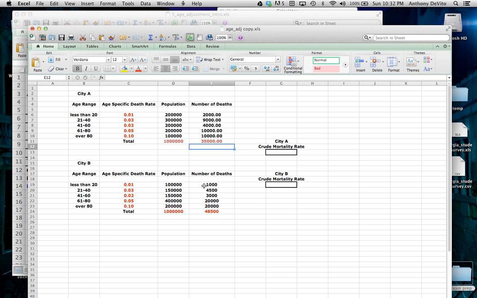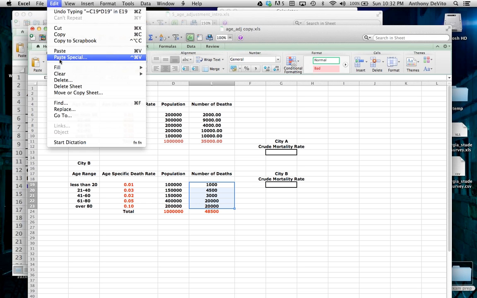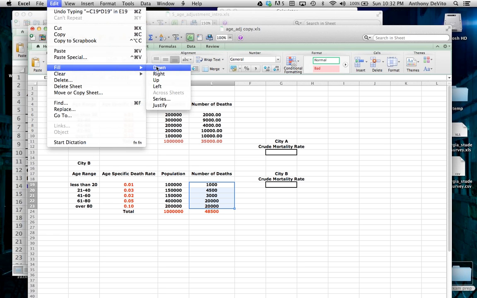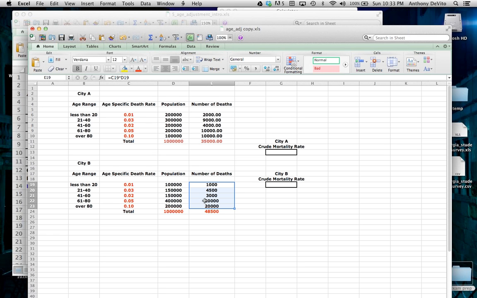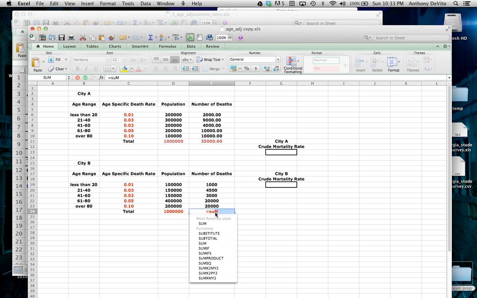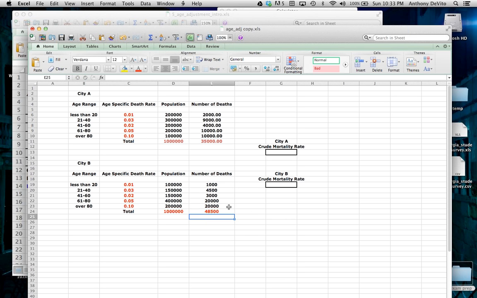In this population, I'm going to do the same exact thing. It's your rate in that age group times your population in that age group that gives the number of deaths, and I'm going to fill that down, and we'll get the total number of deaths for each one of these age groups. And then I'm going to get the sum, and that's the total number of deaths.